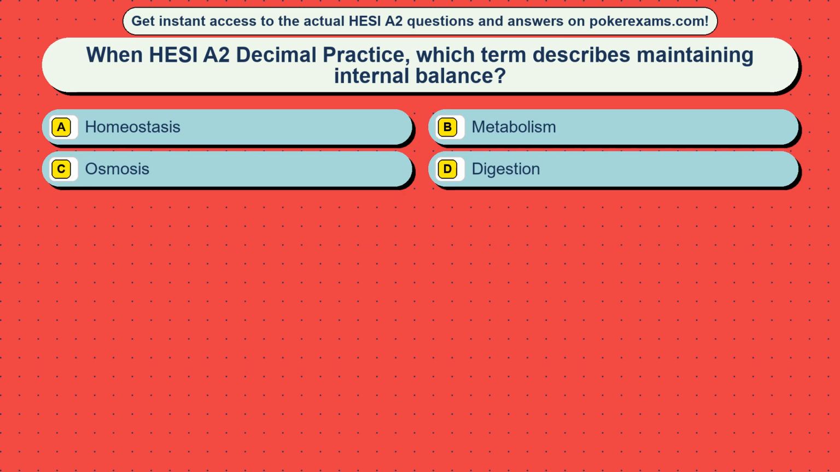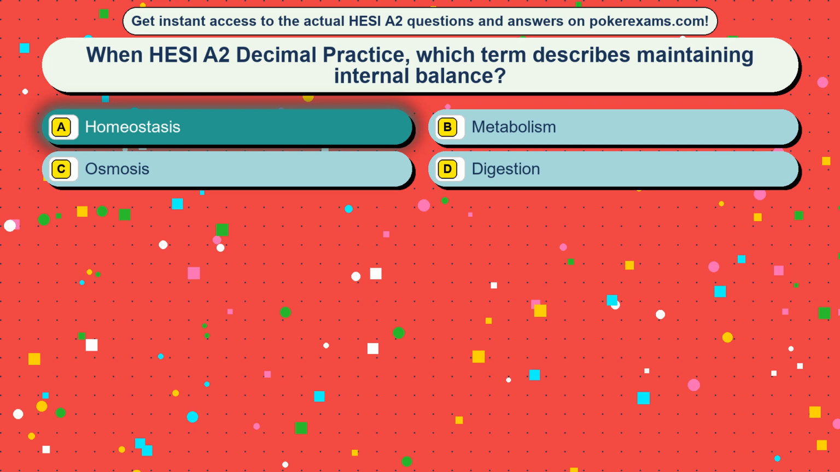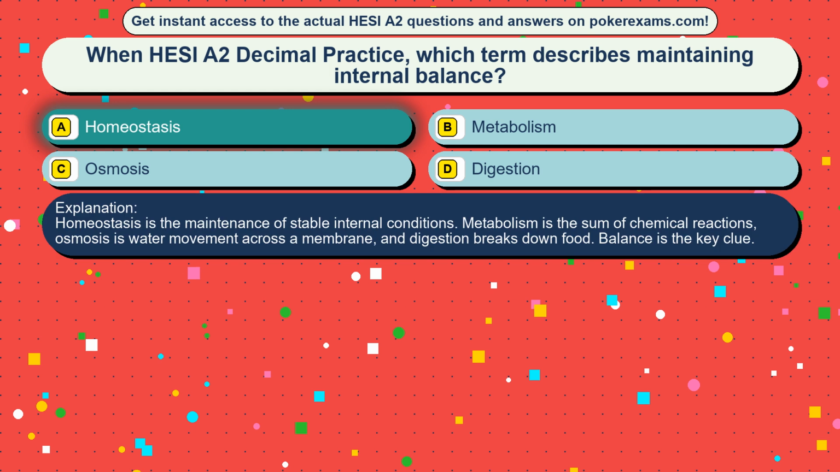Question 49. When HESI A2 decimal practice, which term describes maintaining internal balance? Option A, homeostasis. Option B, the metabolism. Option C, osmosis. Option D, digestion. The correct answer is option A, homeostasis. Homeostasis is the maintenance of stable internal conditions. Metabolism is the sum of chemical reactions, osmosis is water movement across a membrane, and digestion breaks down food. Balance is the key clue.